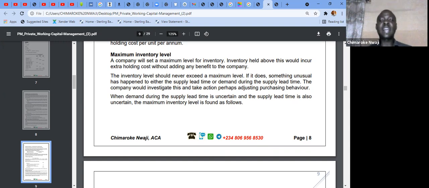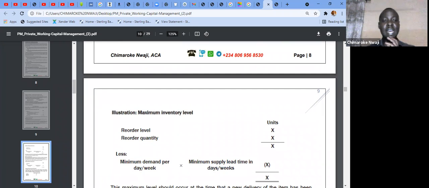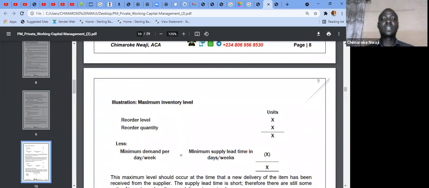When demand during the supply lead time is uncertain and the supply lead time is also uncertain, the maximum inventory level is found as follows. Here, you look at the reorder level and the reorder quantity. The reorder level plus your reorder quantity, you get something here. Then you less your minimum demand per day multiplied by your minimum lead time.